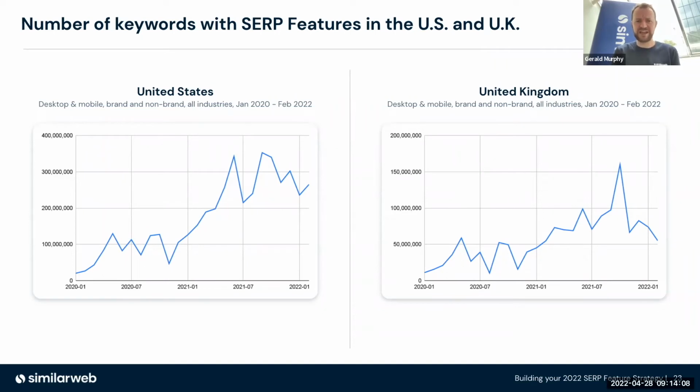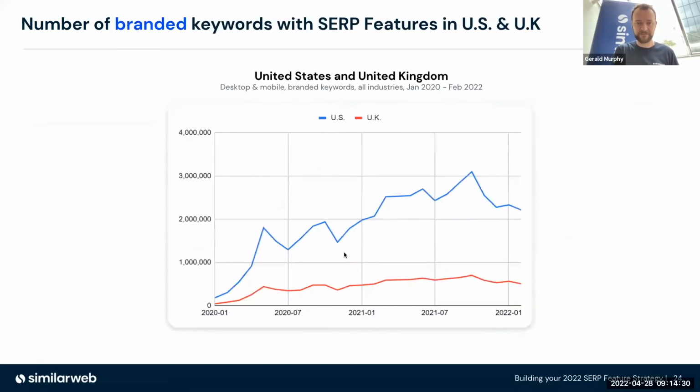On the left-hand side, you can see the SERP feature trends for the United States. On the right-hand side, you'll see it for the UK. You can see that the rate of growth is much higher in the United States versus the UK. And interestingly, at the start of this year, 2022, there's actually a slight decline in SERP features. So it's definitely worth keeping an eye on, particularly for your own website.